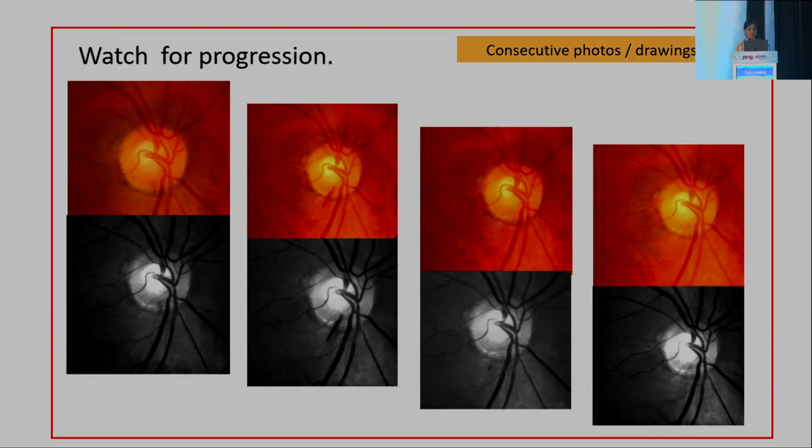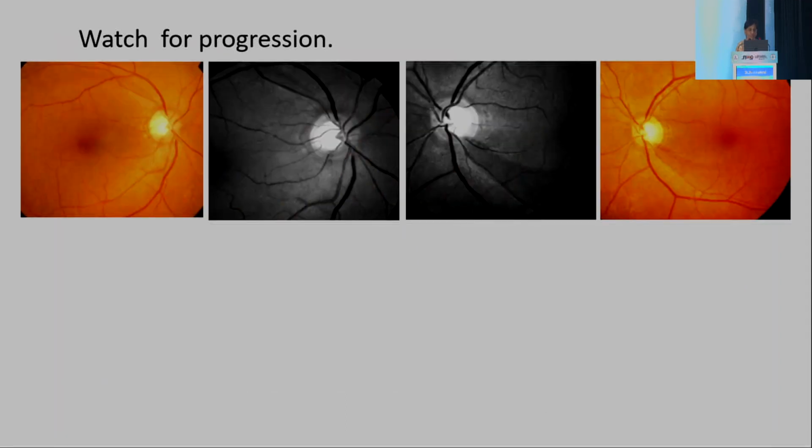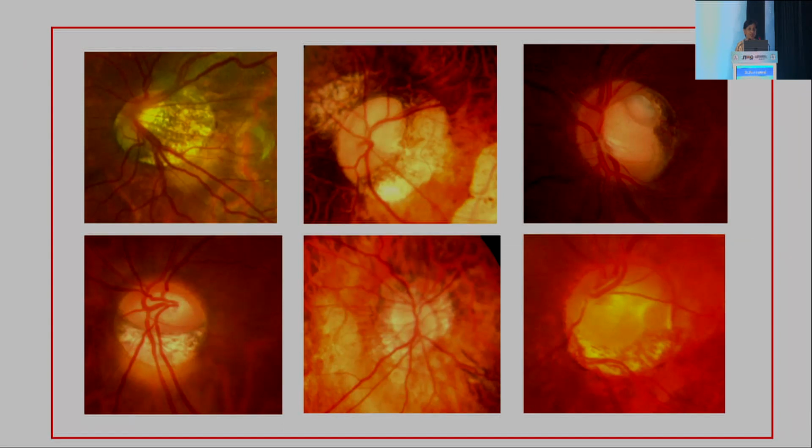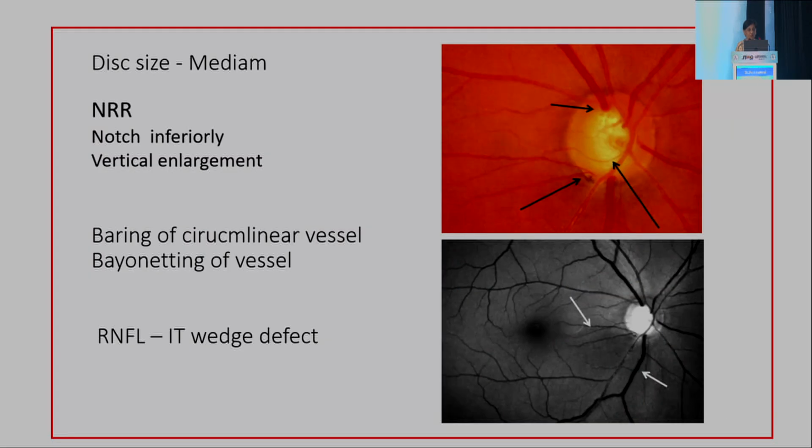Always watch for progression because the disc hemorrhages can disappear and reappear at different stages and they can precede the RNFL defects. Here also there is a progression of wedge defect and an inferior thinning of RNFL slit defect. Some discs are definitely outliers and you cannot make out whether they have glaucoma or not, so you need to document them. So this is a patient, medium-sized disc, all the signs are there.